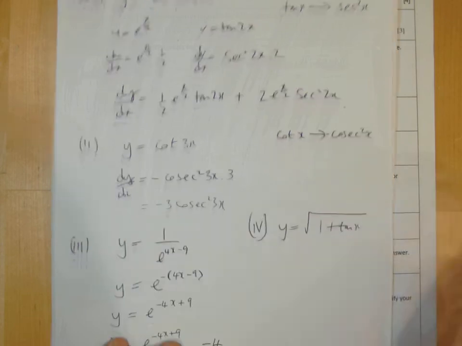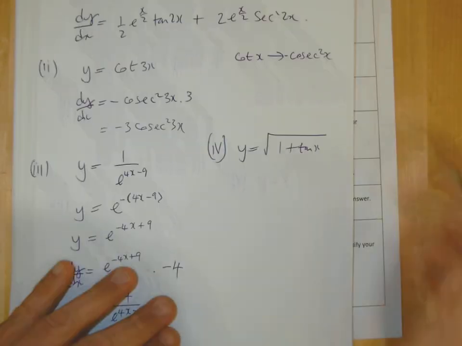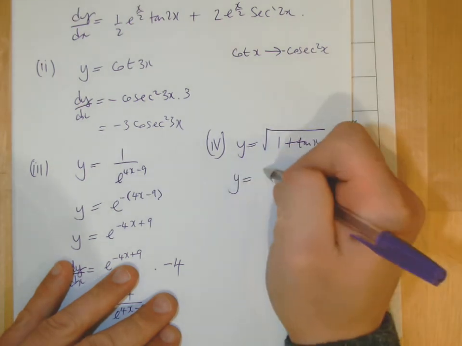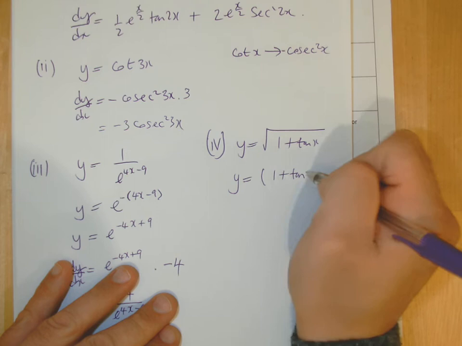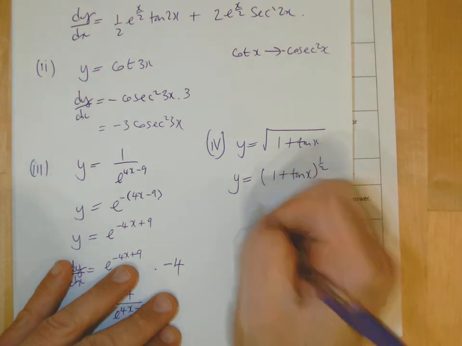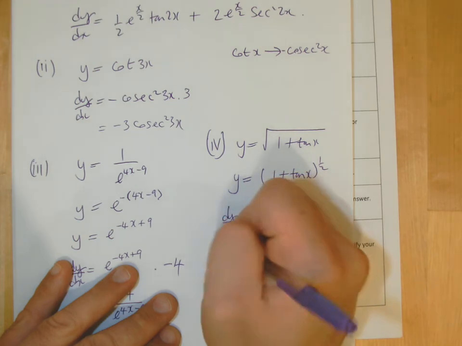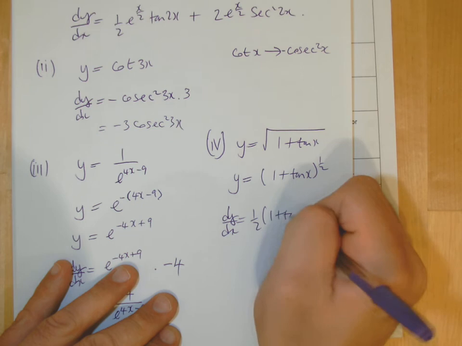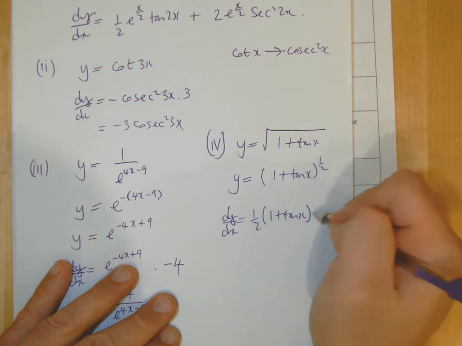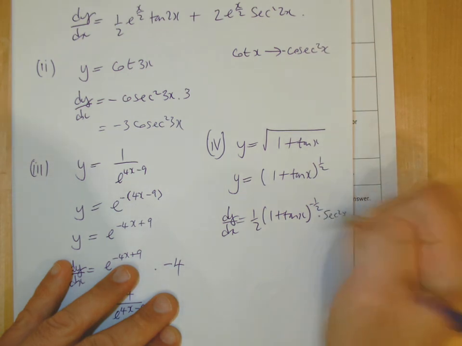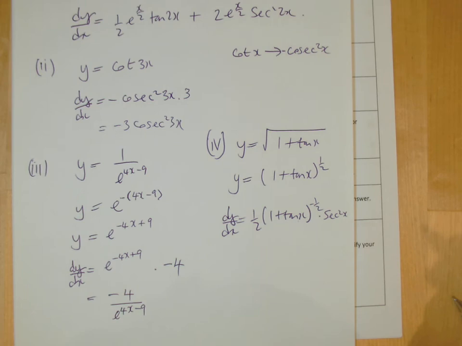Okay, next part then, part 4, y equals root of 1 plus tan x. Now it's a bit obscure, this type of question, but easily done if you think about it. Rewrite this as a power half, because it's square root, and then differentiate the outside function first, bring the power down, so that'll be half, 1 plus tan x. Take away 1 from that, so you get minus a half, and then times then of course the derivative in here, which is sec squared x, because tan x becomes sec squared as we saw earlier.